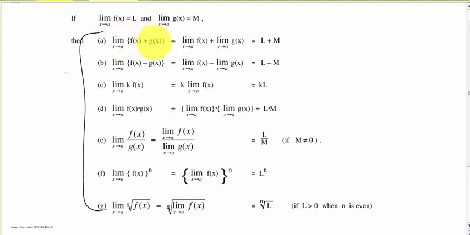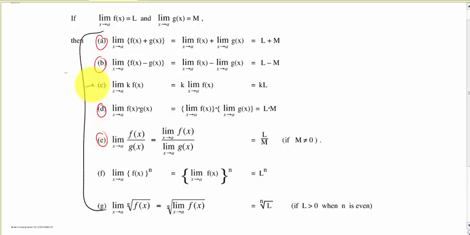It's saying that if we're adding two functions together and taking the limit of that sum, we can split that into the sum of two limits. In other words, add together L and M. Same thing for a difference, same thing for a product, same thing for a quotient. All of these four are going to be similar.